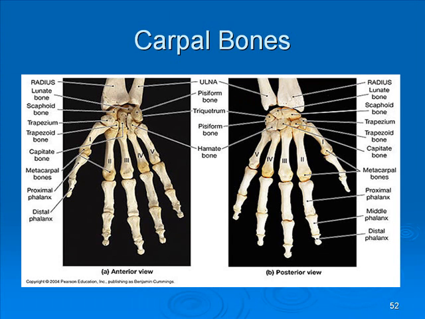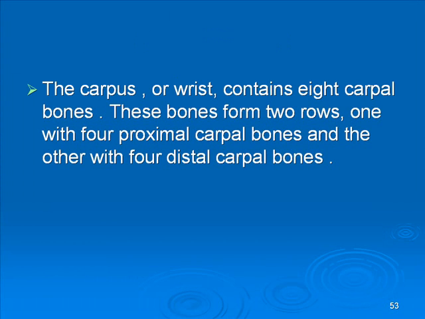Again, you're going to see the order will change when we get down to the foot, but again, 5, 4, 3, 2, 1 for metacarpal bones. The others have names. These have numbers. Okay? All right, carpus are on the wrist.